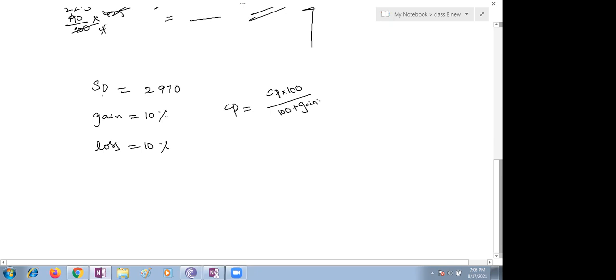So the gain percent is given as 10 here. SP is given as 2970, into 100 divided by 100 plus gain percent. That means 110%, right, children? That means 110% is equal to 2970. The same thing: gain 10% means 110% is 2970. You need to find out 100%. That's all.